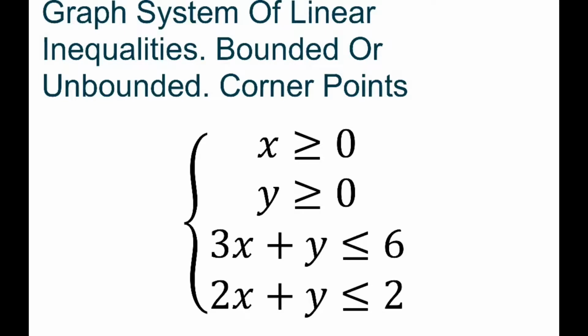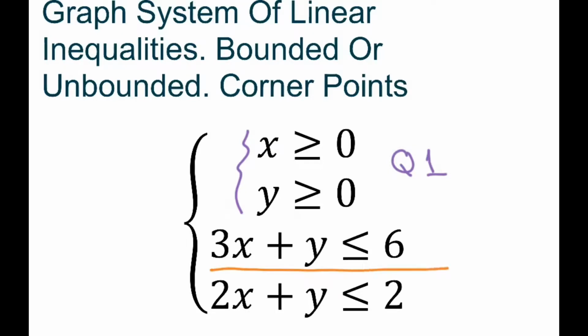One, we're going to graph this system of linear inequalities, and we're going to determine if it's bounded or unbounded and find corner points. So these two right here just mean we're in quadrant 1, because it's bounded by x is positive and y is positive. And for these, the way I'm going to graph these is use x and y intercepts.